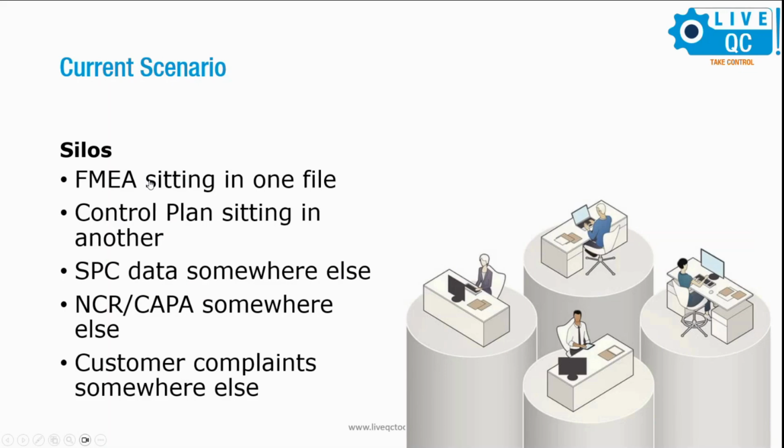So the current scenario is you have everything in silos. FMEA is sitting in one file. Control plan is sitting in another. SPC data somewhere else, mostly for audit purposes. And then NCR, CAPA somewhere else, compliance, it's all in different systems.